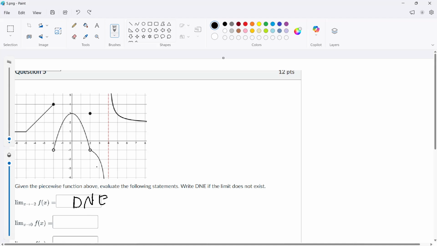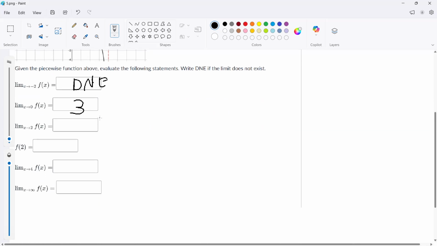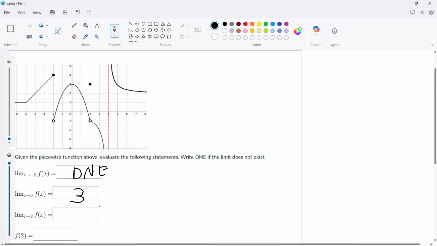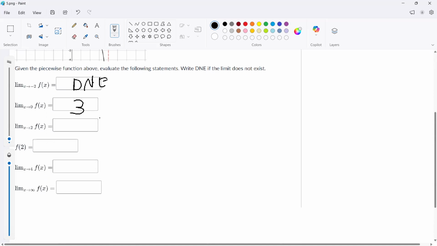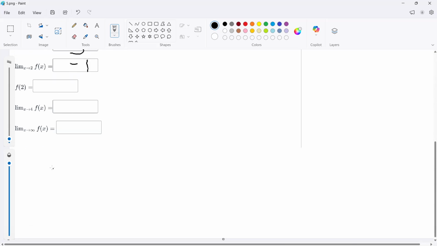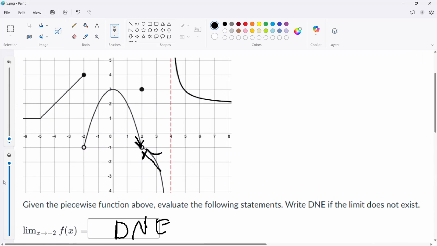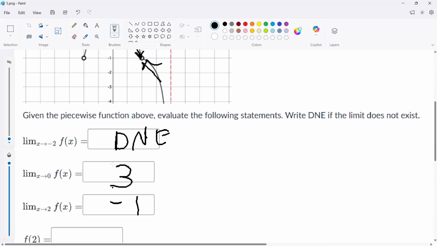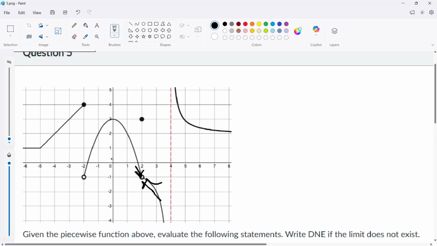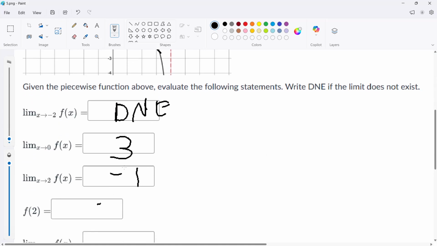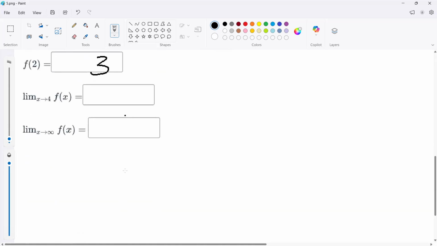Actually, let me get rid of that drawing so I can see what I'm doing here. As x approaches 2, as it approaches 2 from the left and from the right, the value it approaches is -1. Let me zoom in a little bit just to double check that. Yes, -1. And then f of 2 is equal to 3. See how there's a hole at -1? So f of 2 equals 3. So the limit could exist and yet not equal the value of the function.